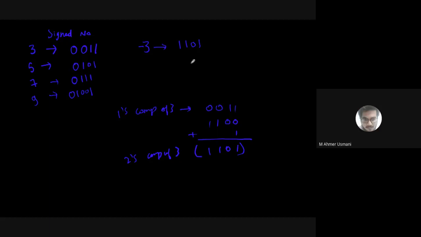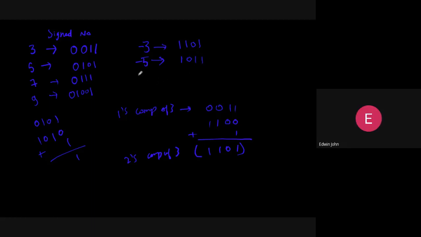Yes, sir. Okay. Now tell me what is -5. Tell me the representation of -5. Do it by the same steps. Just tell me the answer. -5 क्या होगा? 0101 का 1's complement ले लो, क्या हो जाएगा? And add 1 to it. What do you get as the answer? 1011. So everybody is getting the same answer, 1011.